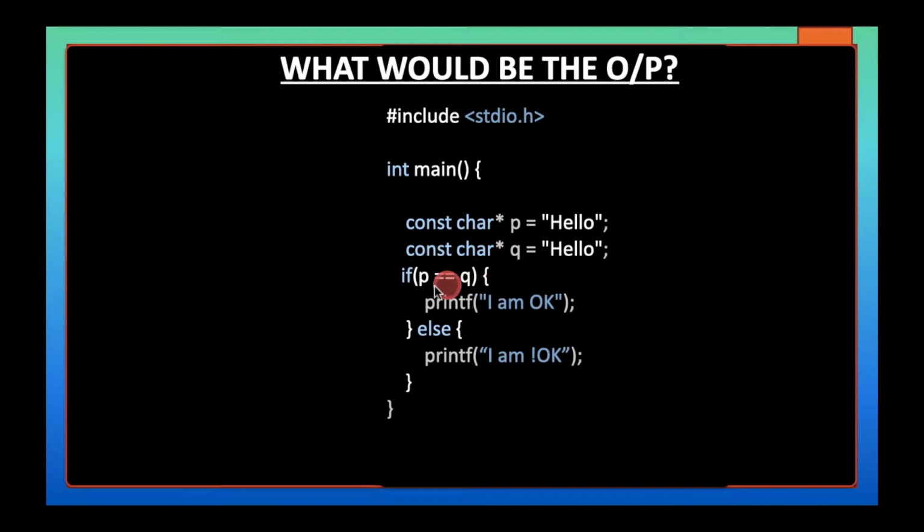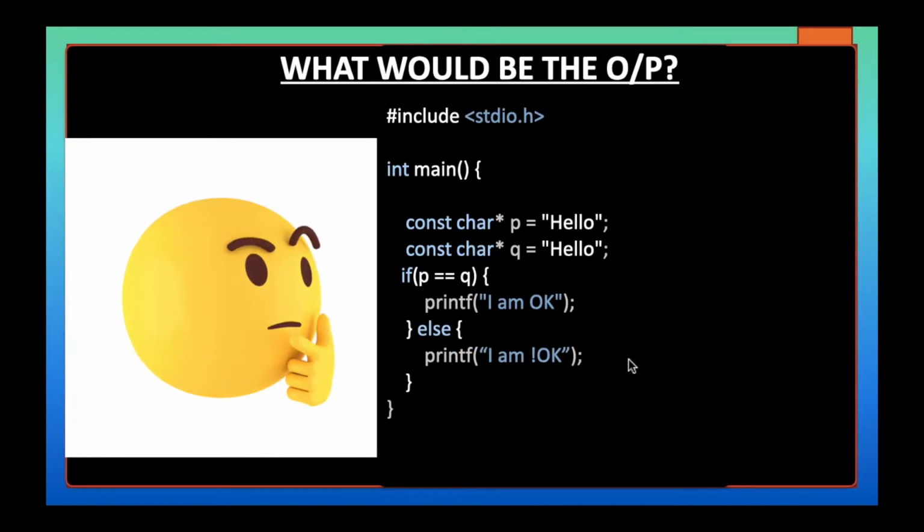And here we are comparing P with Q. If these two are the same, then I am printing "I am okay", otherwise "I am not okay". Think for some time, then come back to see the solution.